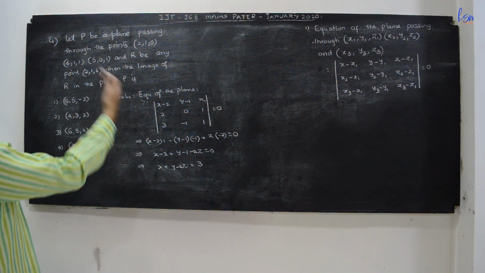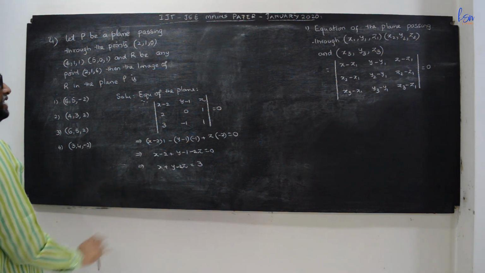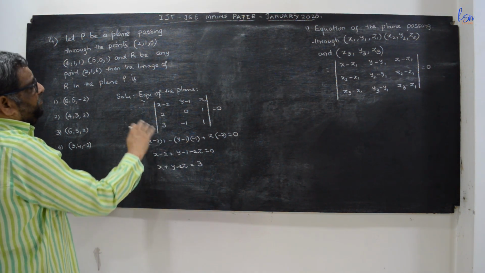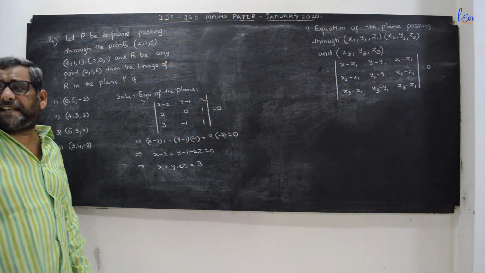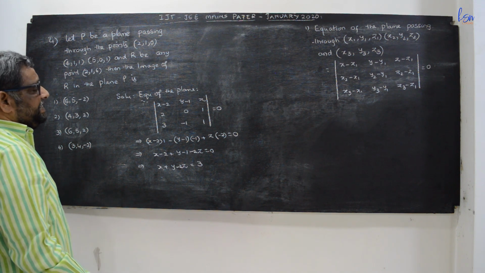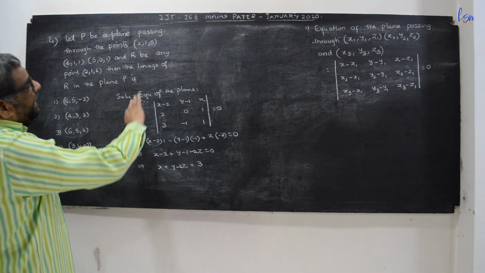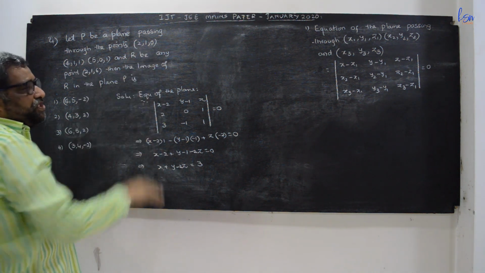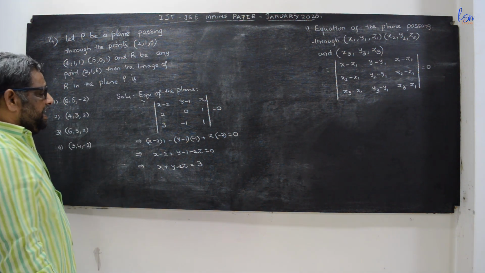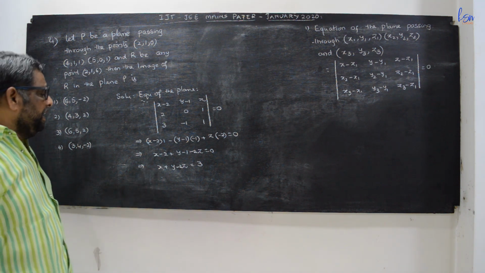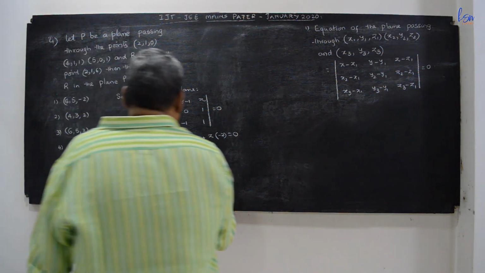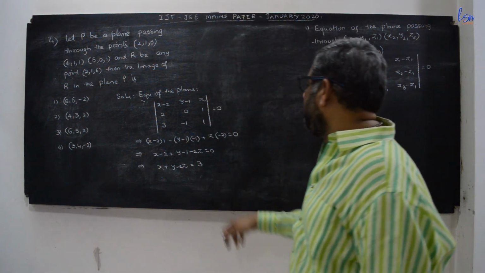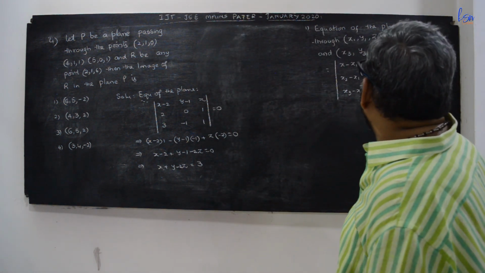Okay, now you can check the points also. Otherwise, you can do it in a different way. The equation of the plane can be taken as ax plus by plus cz plus d equals 0. In that equation you can substitute these points to get the values of a, b, c and d. That is also one more method. So here I got x plus y minus 2z equal to 3 as the equation of the plane.